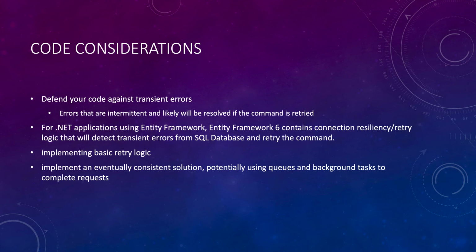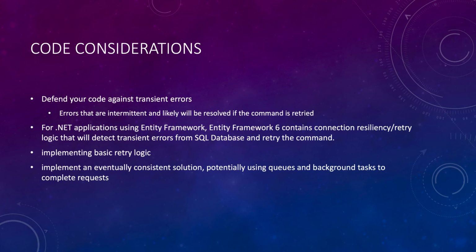For .NET applications using Entity Framework, Entity Framework 6 contains connection resiliency or connection retry logic that will detect transient errors from SQL database and retry the command appropriately. For other .NET applications, Enterprise Library 5 and 6 from Microsoft Patterns and Practices contain an application block called the Transient Fault Handling Application Block, which could be used in order to handle this retry requirement for resiliency.